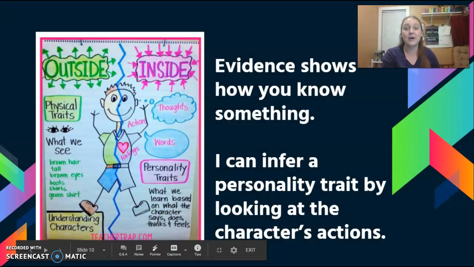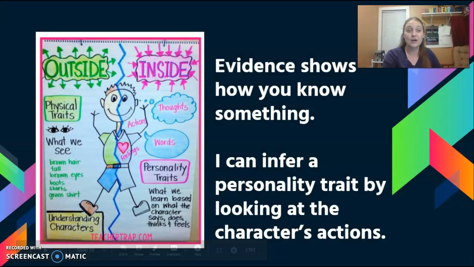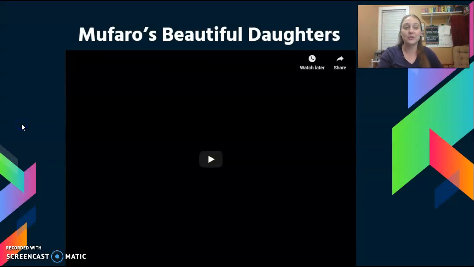So we've talked about how character traits describe what the character is like on the inside, and we can look at the character's words, we can look at the character's thoughts, and today we're going to look at the character's actions. What are they doing that shows the personality trait of that character? So our goal for today is to infer a personality trait by looking at the character's actions, and we're really going to practice using evidence from the text to show that.